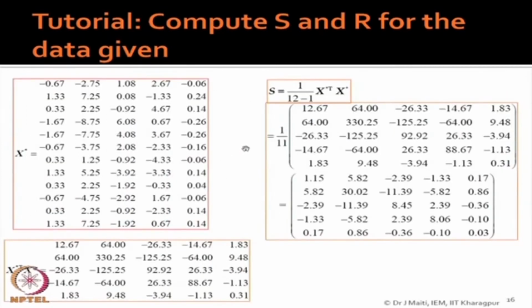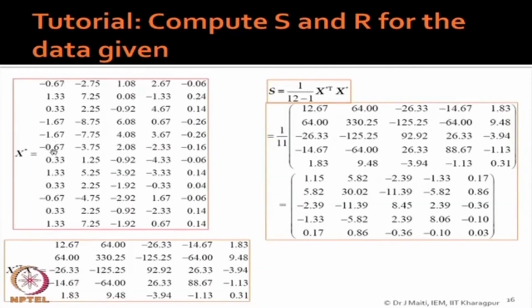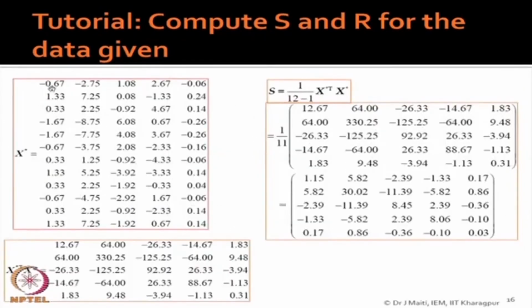Then what you require to calculate? You require to calculate S. You require converting this x value to x star. That means each value, suppose 10 minus 10.67, which is why minus 0.67 is coming here. Once you get x star, the formula is S equals 1 by n minus 1 times x star transpose x star, and this will give you this value. If you calculate on the left-hand side, the bottom portion is nothing but the SSCP matrix, x star transpose x star.